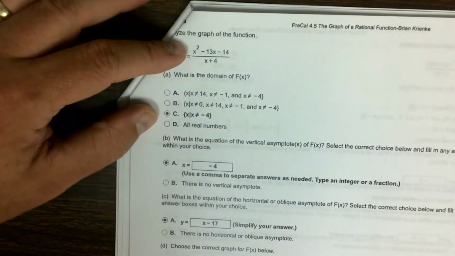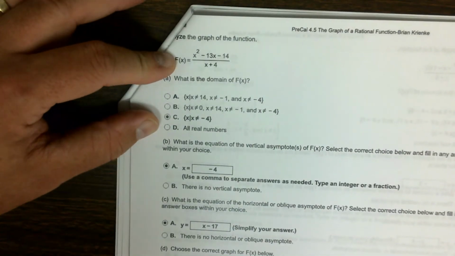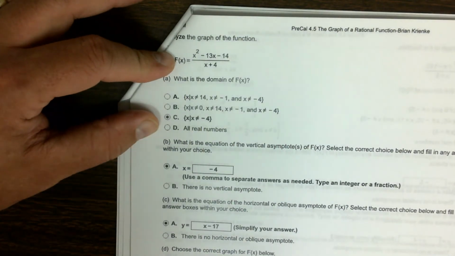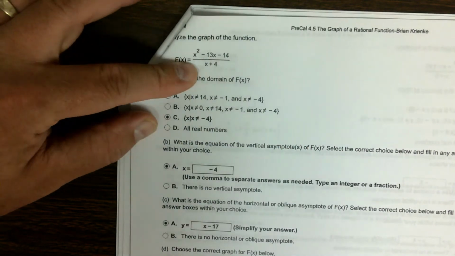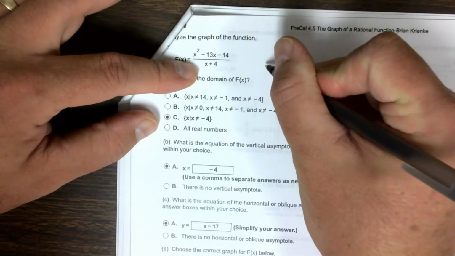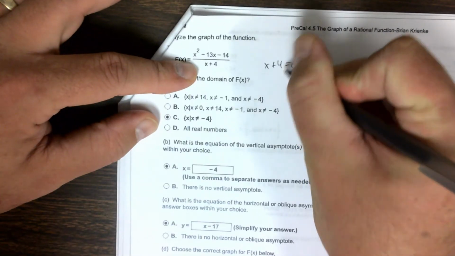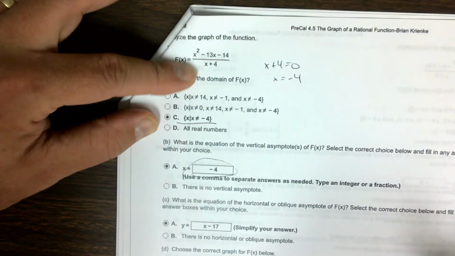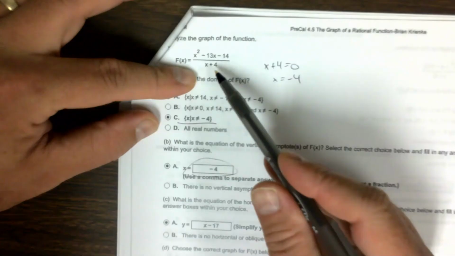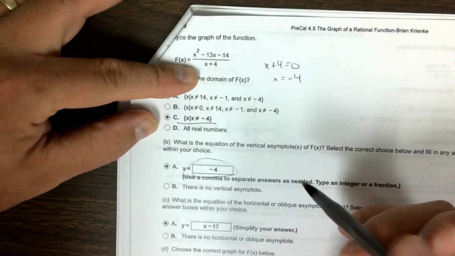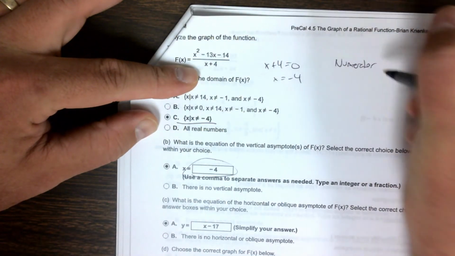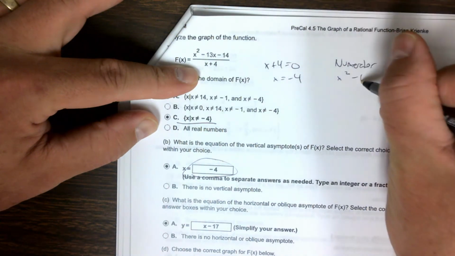Okay, finally on this one, it's a little bit different where you have the numerator's exponent is bigger. Remember, they still recommended you factoring. Let's first set our denominator equal to 0 to give us this answer and this answer. And for the numerator, that has x squared minus 13x minus 14.